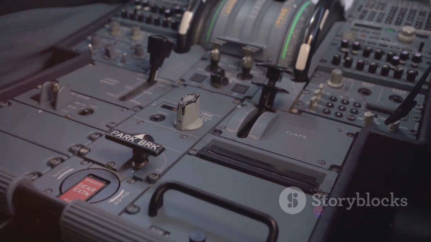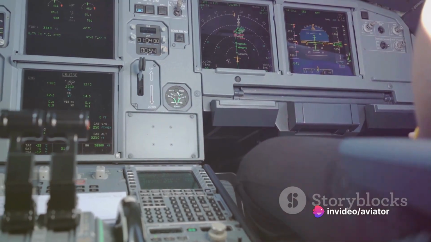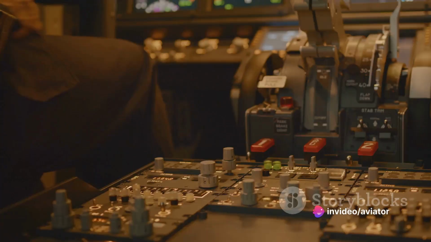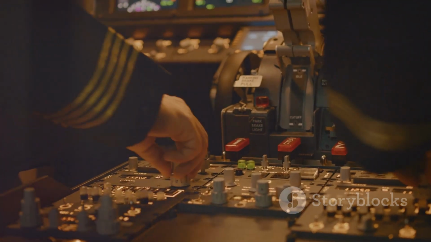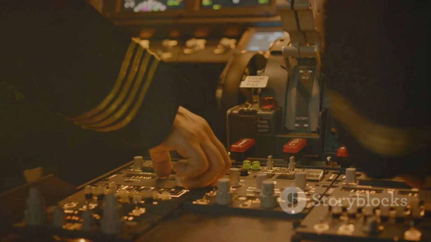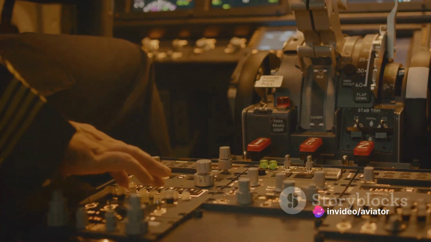But why does this matter? Let's break it down. The fly-by-wire system introduces redundancy, meaning there are multiple backup systems in place. So if one system fails, another one is ready to take over. This significantly improves the reliability of the aircraft, ensuring a safer flight for everyone on board.